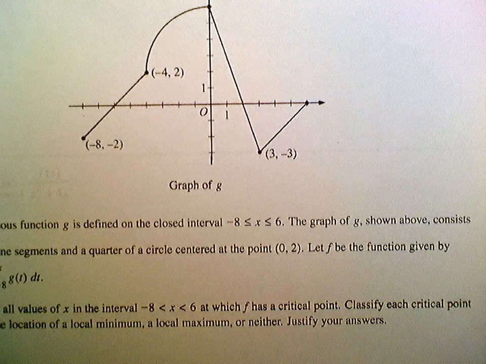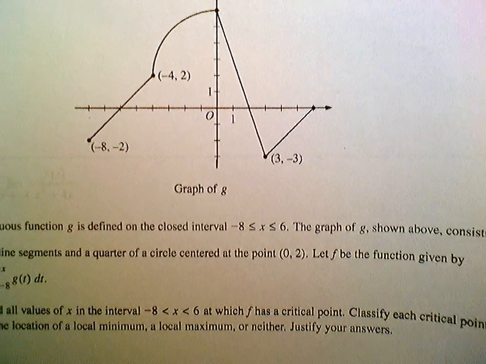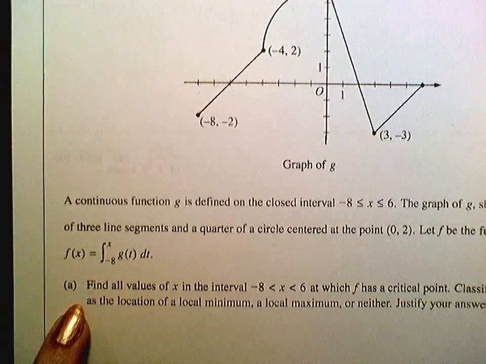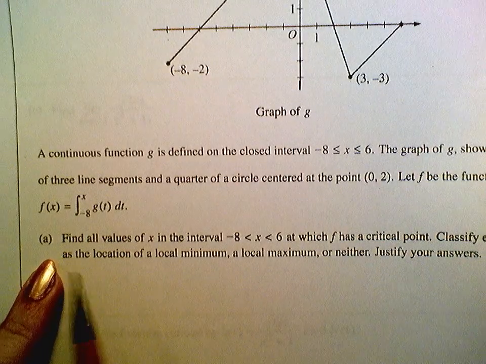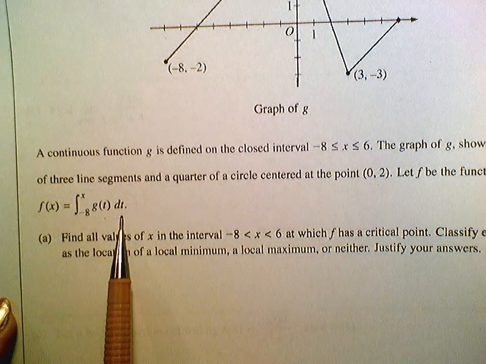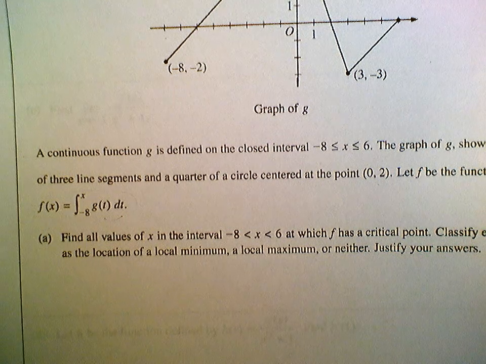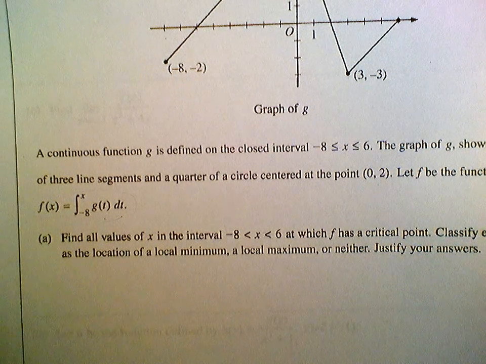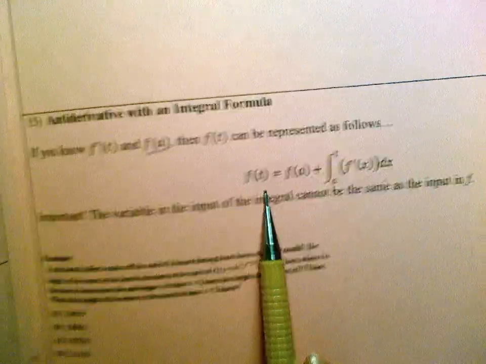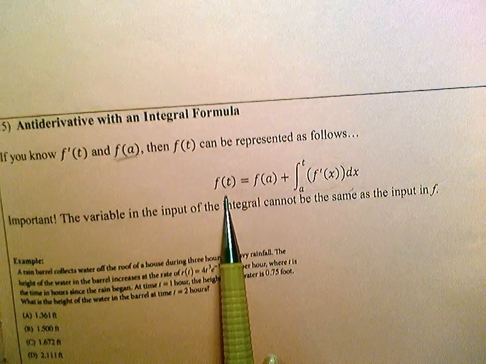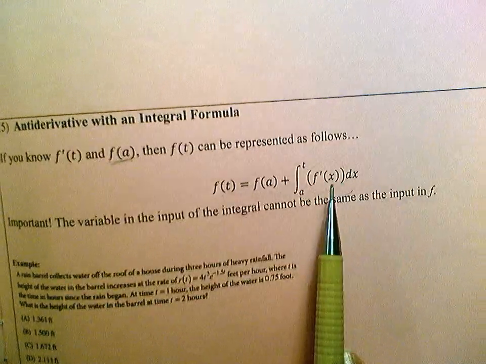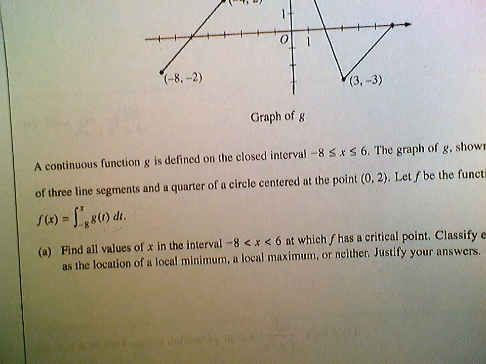The graph of g shown above consists of 3 line segments and a quarter of a circle centered at this point (0, 2). Let f be the function given by this. So f is an antiderivative of g, because this is basically the antiderivative with an integral formula. Most of you actually recognized that, which I thought was awesome. You need to recognize this formula: f is an antiderivative of the input of the integral, which means that the input of the integral is the derivative of f.